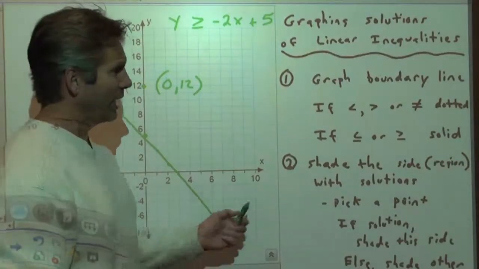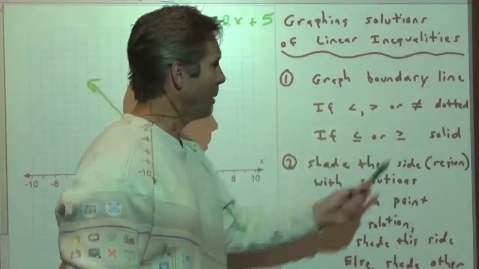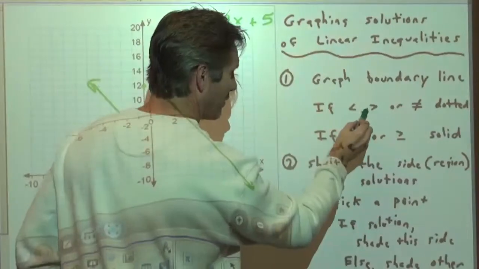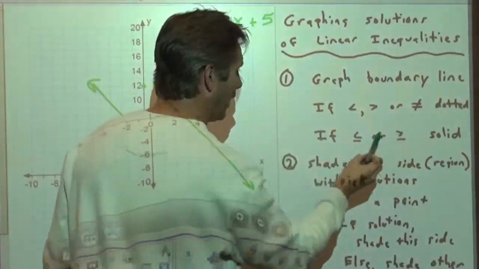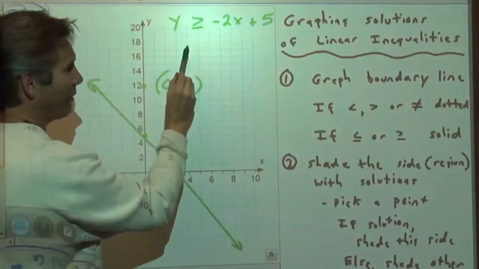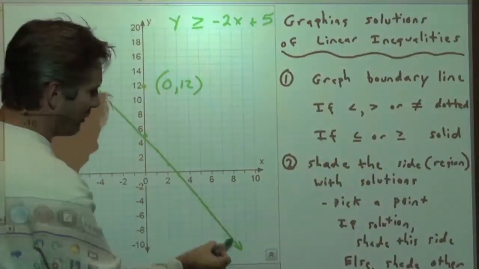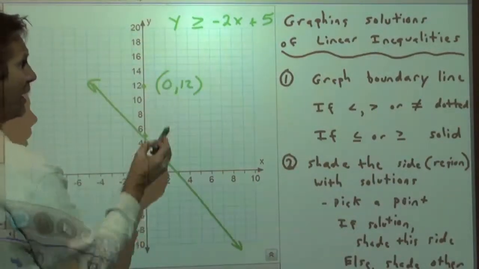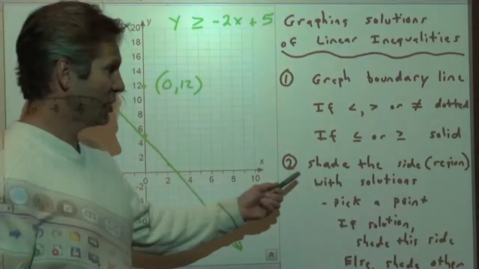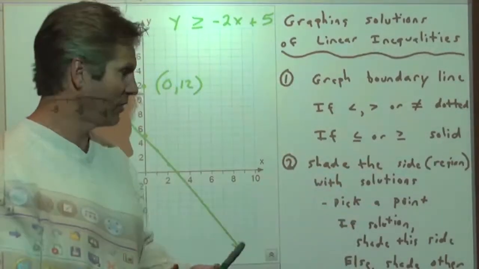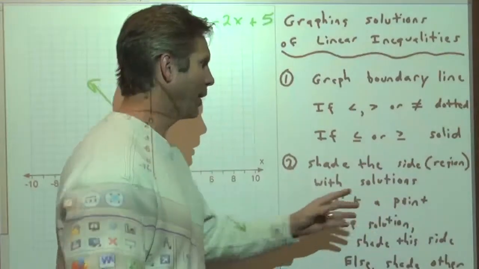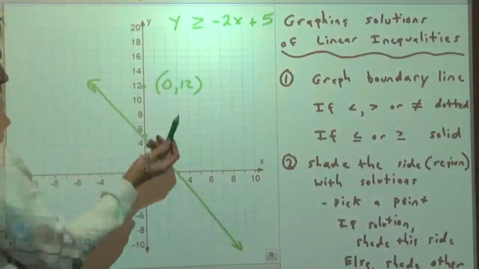So here's what we're doing next. We're going to graph the boundary line. If it's less than or greater than, not equal to, it's dotted. But this one is a greater than or equal to, so we leave this line as solid. All the points on this line are also solutions to that inequality. Now we're going to shade the side of the line with the solutions. We pick a point that's not on the line. Here's an easy point to pick.